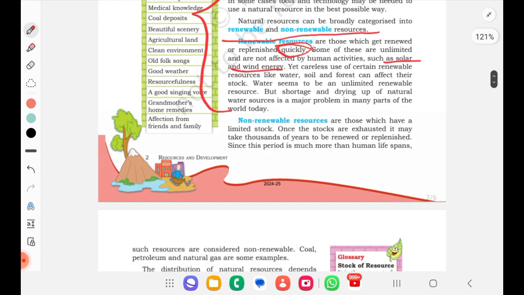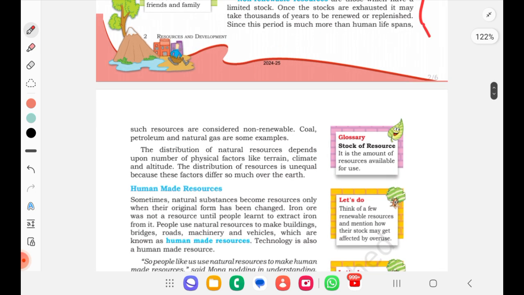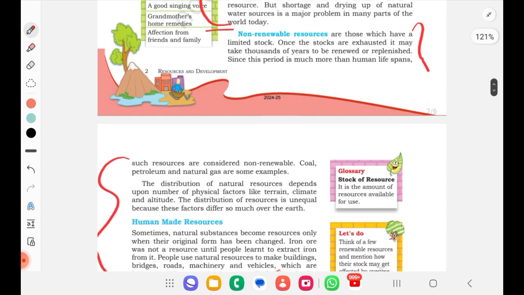Now we will read here, then we'll go on. Okay, I am able to scroll. So till here we can complete. From here, non-renewable resources.